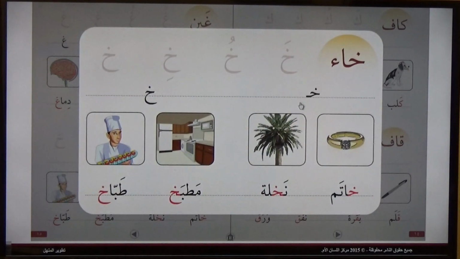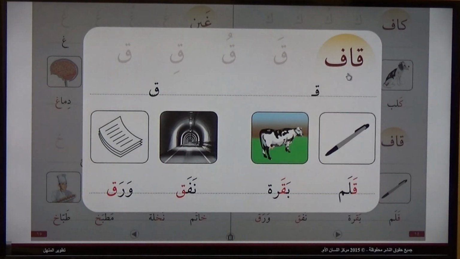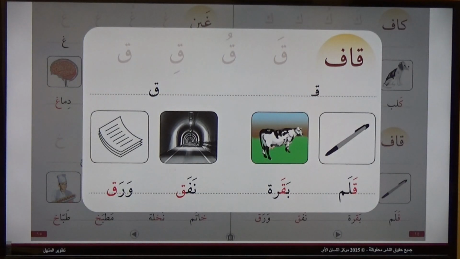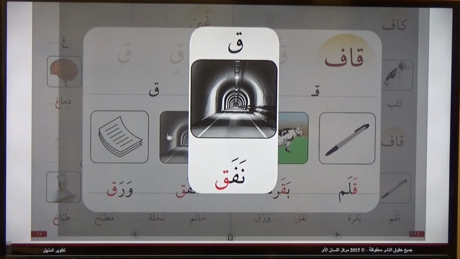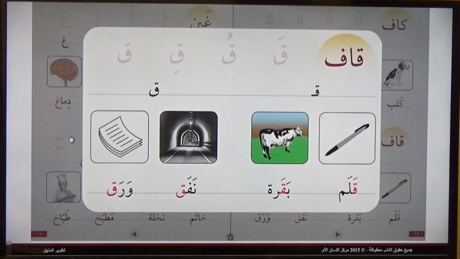The letter Kha, oh, before that, I think we missed one. Yeah, we missed two. The letter Qaf, qalam, pen or pencil. Anything to write with is qalam. Baqarah, cow. Nafaq, a tunnel. Waraq, papers.